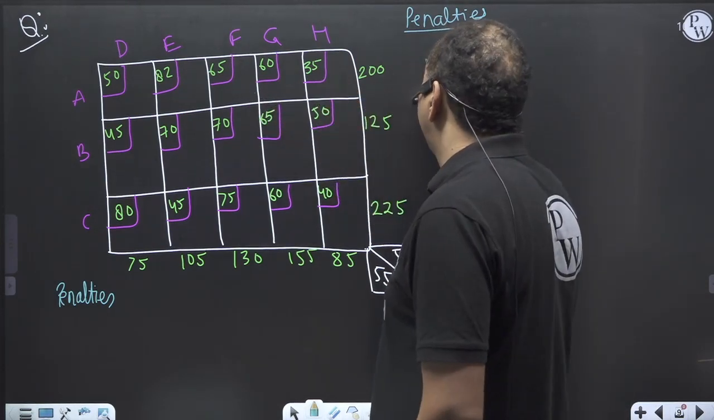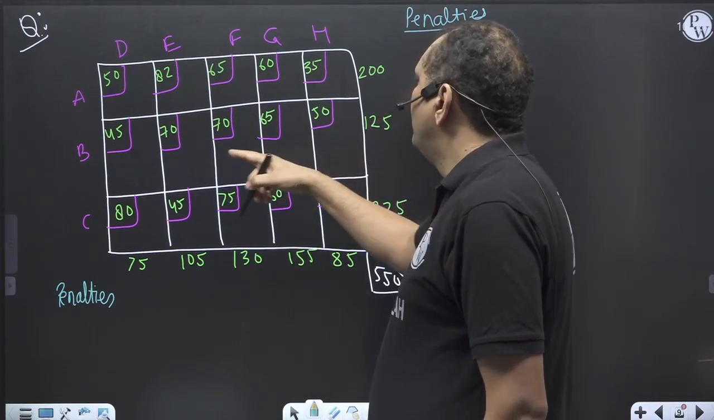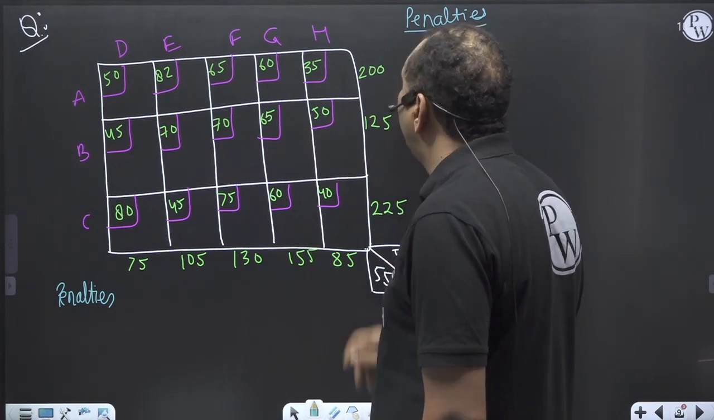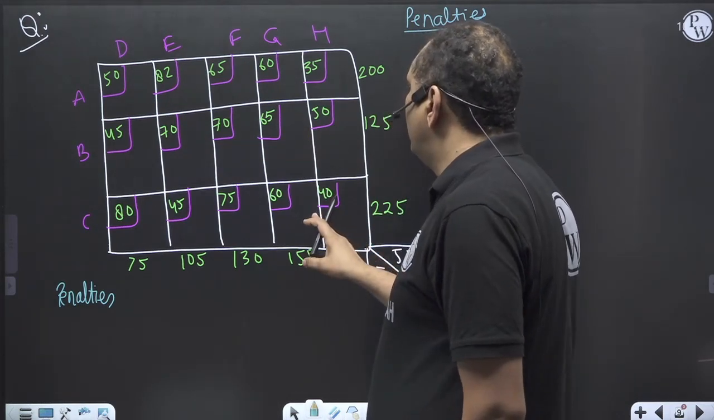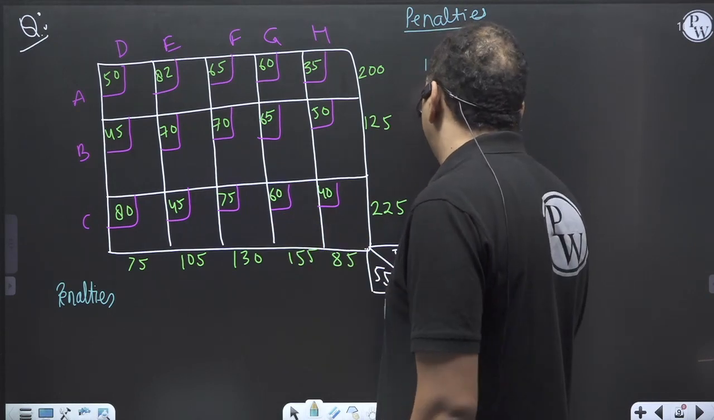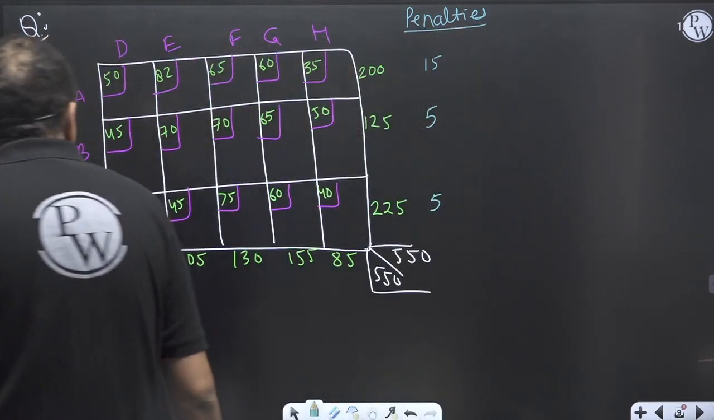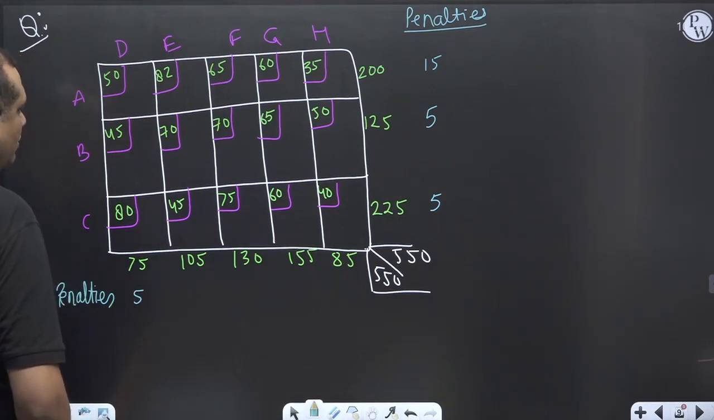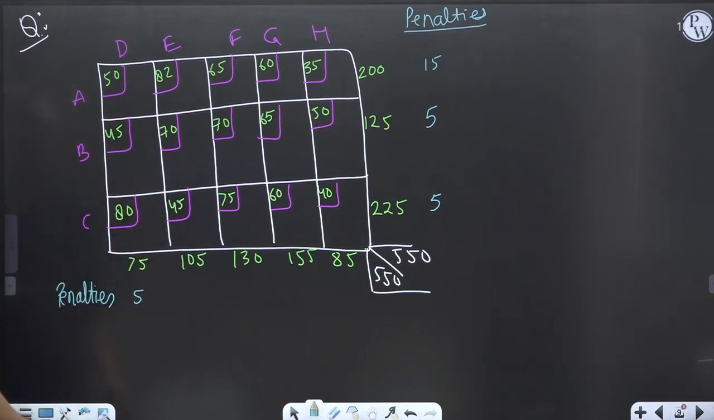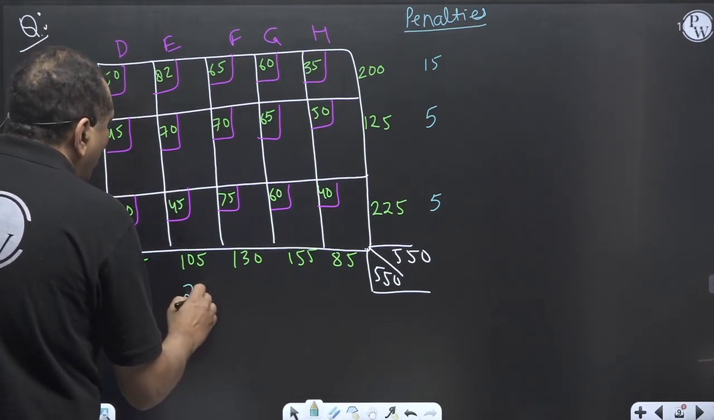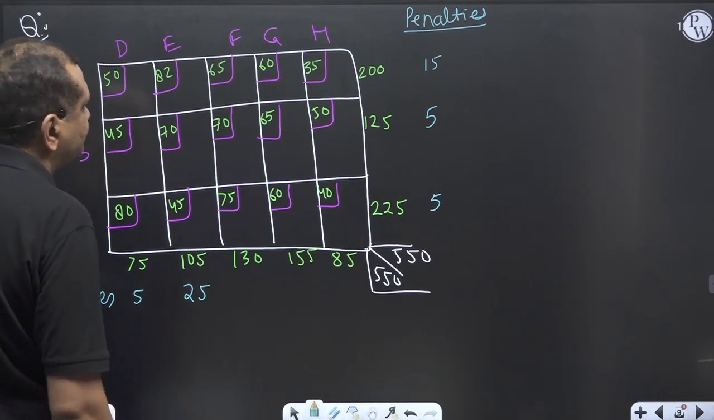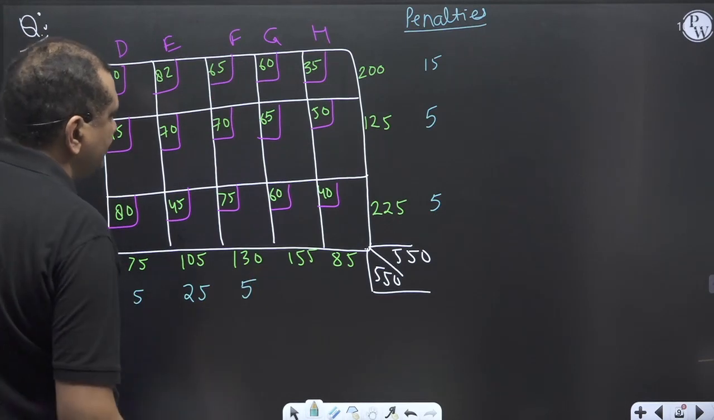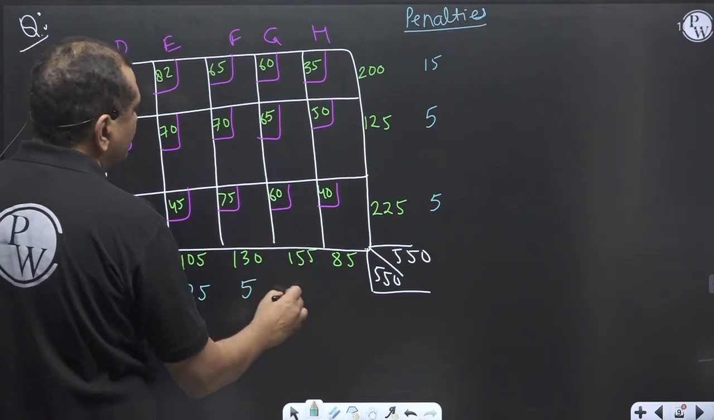35 and 50, 15 penalty. 45 and then 55. And it's a 40 and next is 45, 5. Penalties of the column: 45 and 55, 45 and 70, 25. 65 and 75, 60 and 60, 0.